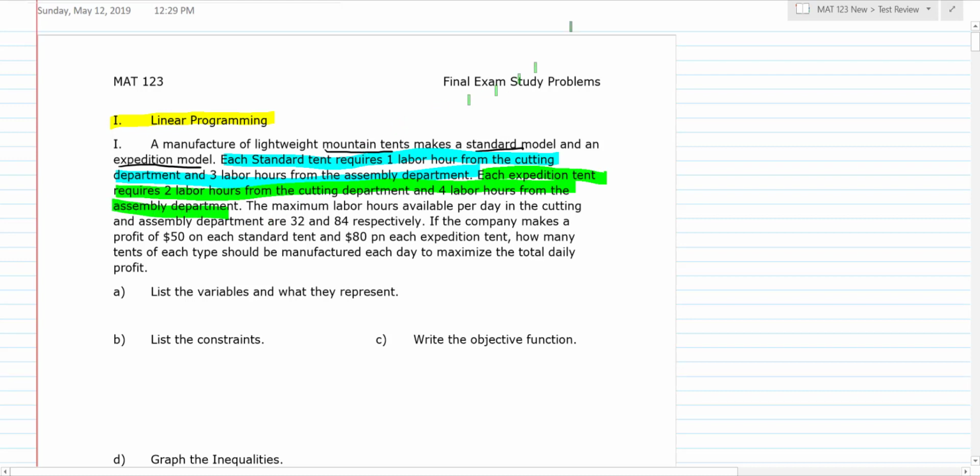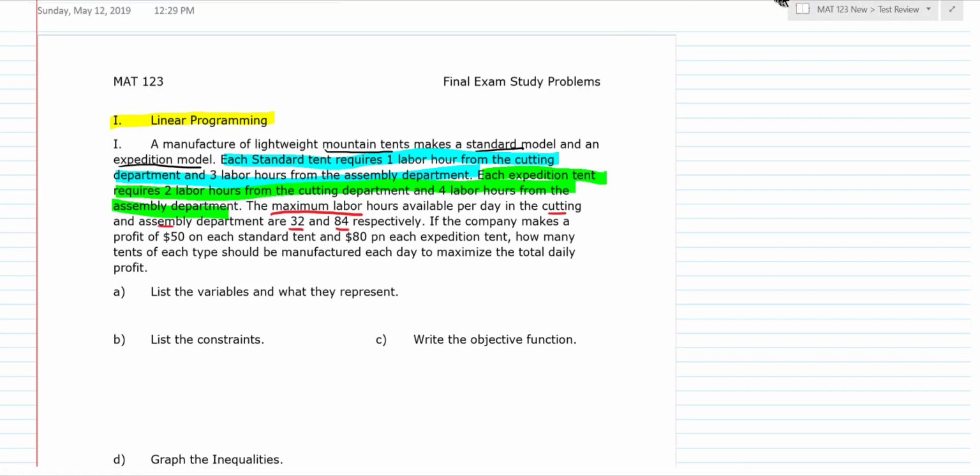Then it says the maximum labor hours, and that's a real key. When you see that maximum, that's part of what you're working with. It says in the cutting department and assembly department, 32 and 84 hours respectively. So what I just highlighted is probably your constraints. And it says if the company makes a profit of $50 on each standard tent and $80 on each expedition tent, how many tents of each type should be manufactured each day to maximize the total daily profit?